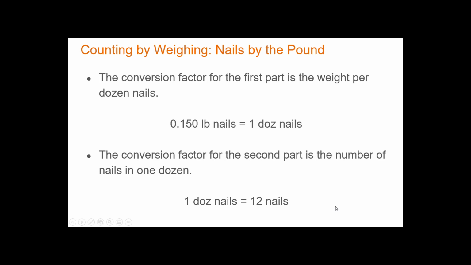So the conversion factor for the first part was 0.15 pounds of nails, which equals 1 dozen nails. So we needed a conversion and we found it. When you're doing the conversions, you need a conversion that's going to fit into your problem, but also cancel out the units that you don't want and get you slowly closer to the units that you do need in the end. The conversion factor for the second part was the number of nails in a dozen. So these were 2 conversion factors we were able to use in order to solve our problem.